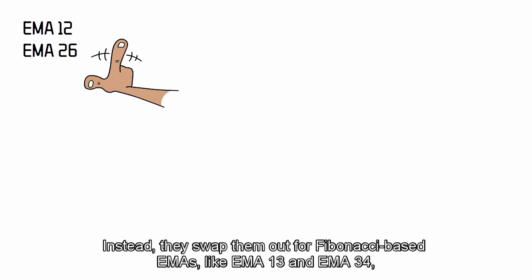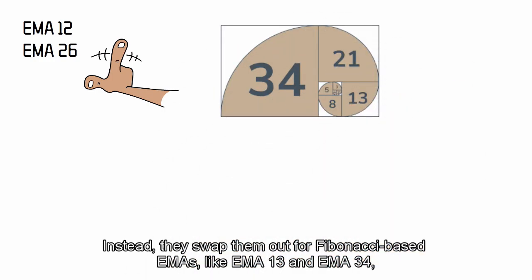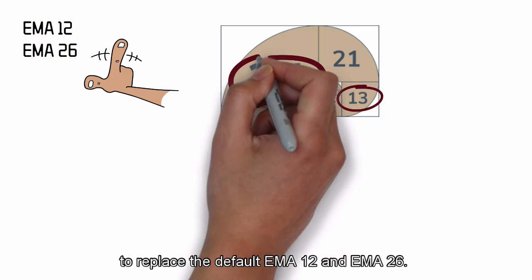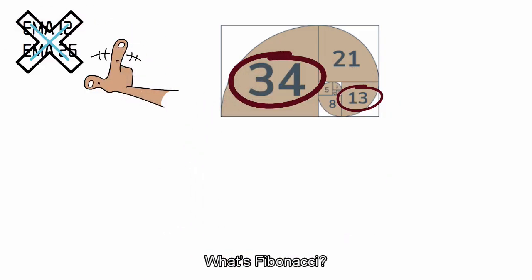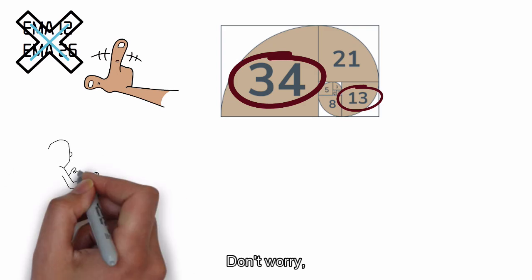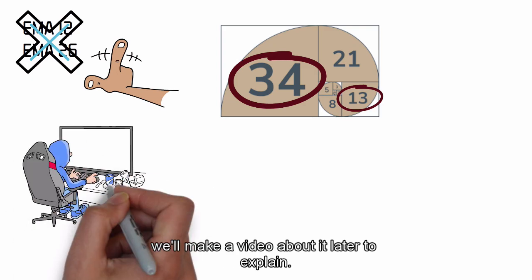Instead, they swap them out for Fibonacci-based EMAs, like EMA 13 and EMA 34, to replace the default EMA 12 and EMA 26. What's Fibonacci? Don't worry, we'll make a video about it later to explain.